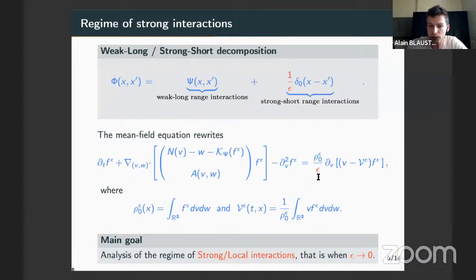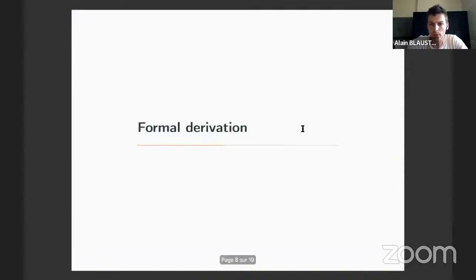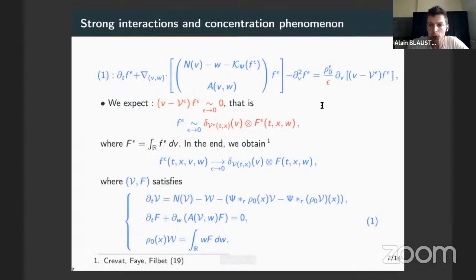So this is exactly what you get, and our goal here is to describe the dynamics of the network in the regime where strong short-range interactions dominate. That is when epsilon goes to 0. Let me explain formally what happens. In the limit epsilon goes to 0, we expect that f epsilon should converge to something that cancels the leading order in epsilon, so the right-hand side of the equation.